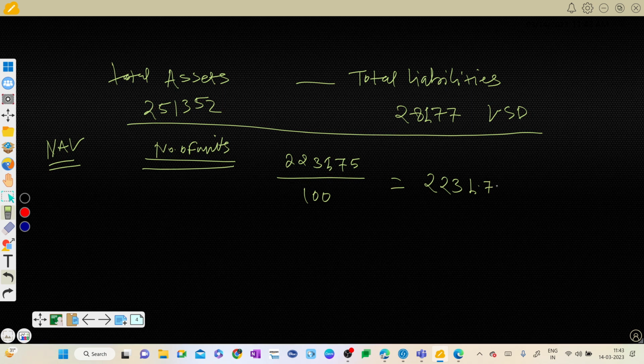2231.75. Fine. This is the GAV, right? Yes, this is the GAV, gross asset value, but eventually in this example you cannot compute the what? You cannot compute the incentive fees. Incentive fees. The reason is, I'll draw it in a diagram so you would be able to understand it. Let's assume it.